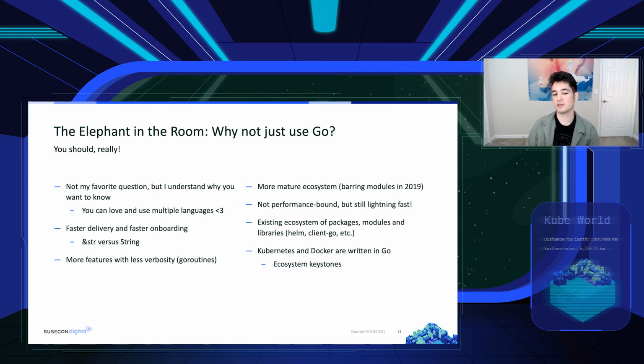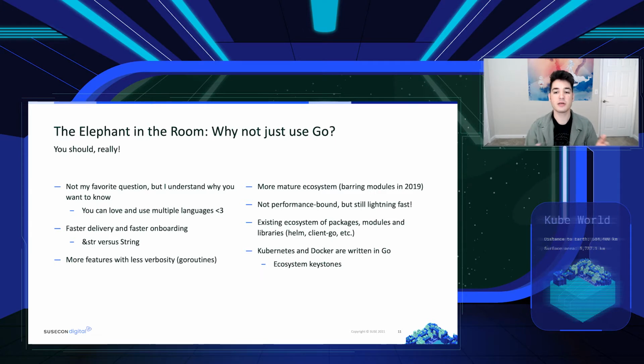With Go, you can get faster delivery and faster onboarding. If you just want a string, just use a string. You don't have to worry about borrowed string versus heap allocated string. And you get more features with less verbosity. Goroutines and asynchronous programming just come right out of the box. Whereas with Rust, you have to choose a third-party asynchronous runtime, even though it comes with async STD.